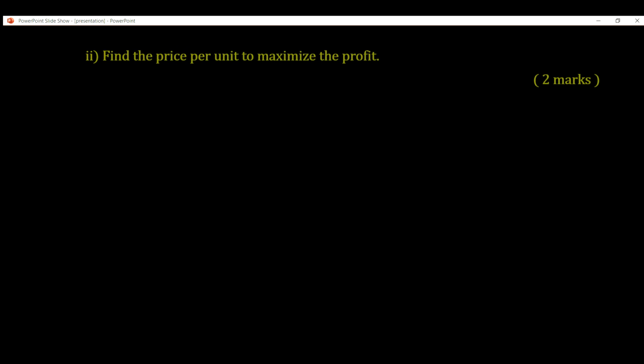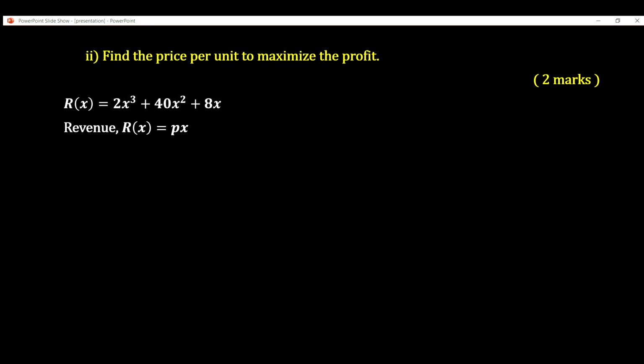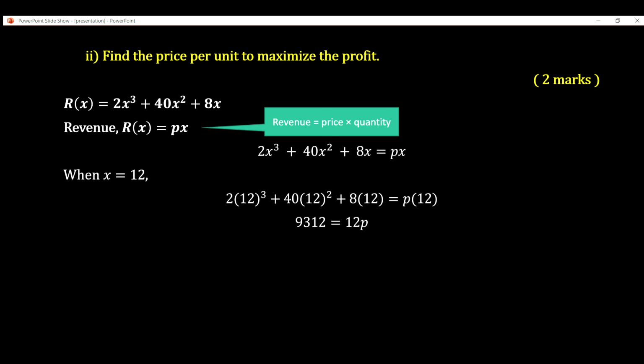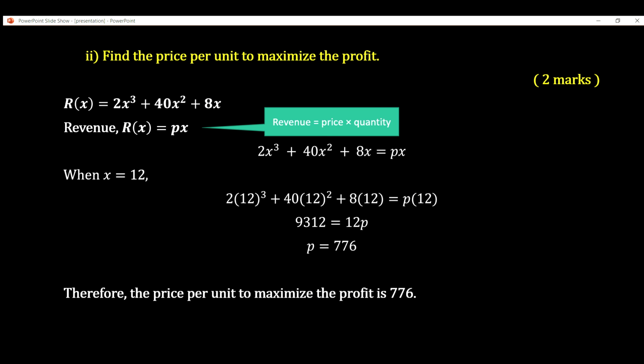And then we're going to find the price per unit to maximize the profit. We already got the revenue function. In economics, we know that revenue is equal to price times quantity. In this question, the quantity is equal to x, so the revenue function is equal to px. So 2x cubed plus 40x squared plus 8x is equal to px. When x is equal to the maximum profit level, which is 12, we substitute the value into the function, and finally we got the answer p equal to 776.